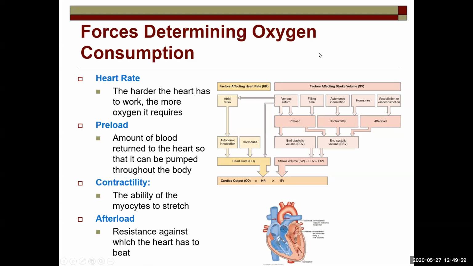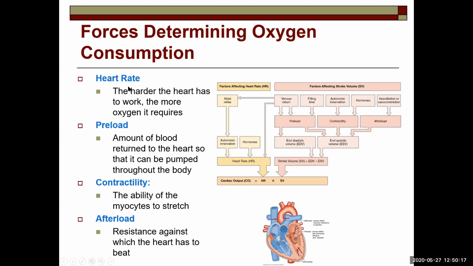So here are some of the forces determining oxygen consumption. That means, what are some of the factors that can relate to oxygen consumption? We have the heart rate, the preload, the contractility, and the afterload. Exactly what I covered earlier.